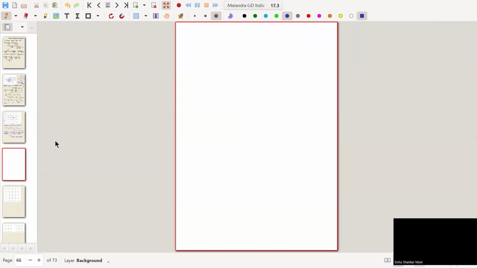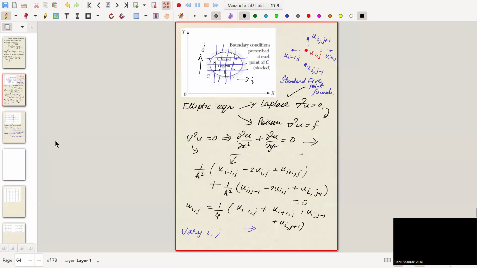I'll just write it here. So it's the same as your previous method. Nothing new as compared to the standard 5-point formula. You take the standard 5-point formula and just change the indices.